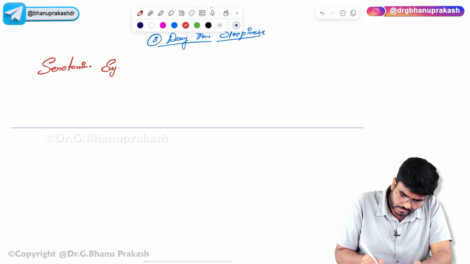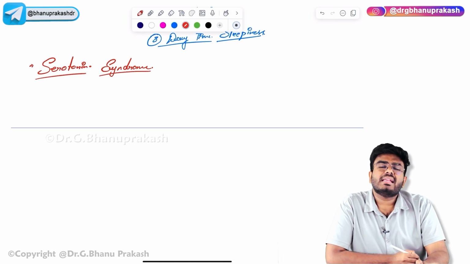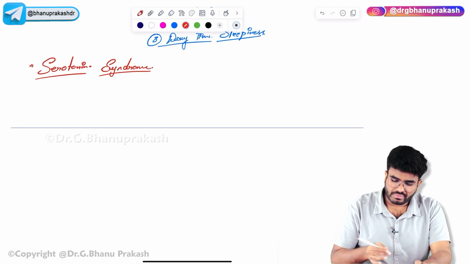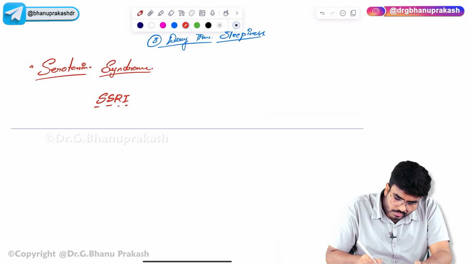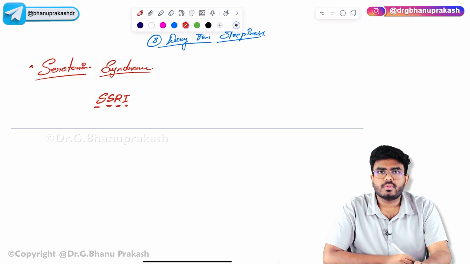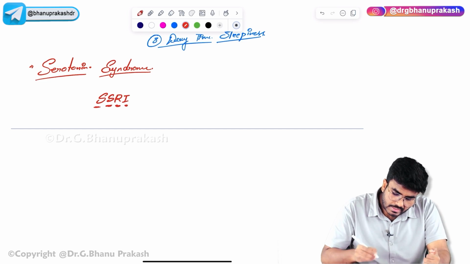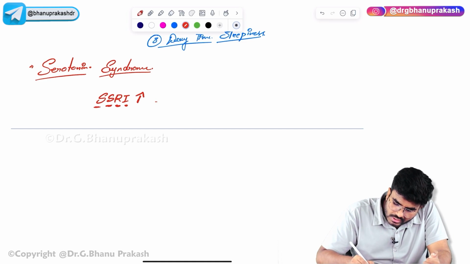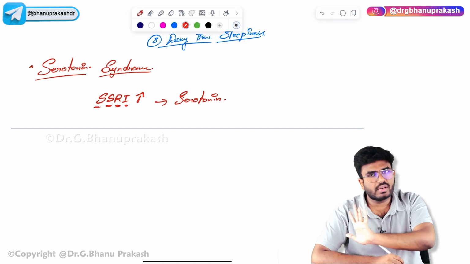Serotonin syndrome. Okay. So what exactly is the serotonin syndrome? Why will serotonin syndrome occur? See, whenever you use this drug, salicylic, along with an SSRI, okay, what is this SSRI? Selective serotonin reuptake inhibitors. So this SSRI is going to increase what? Serotonin. SSRI increases the serotonin levels, no doubt.